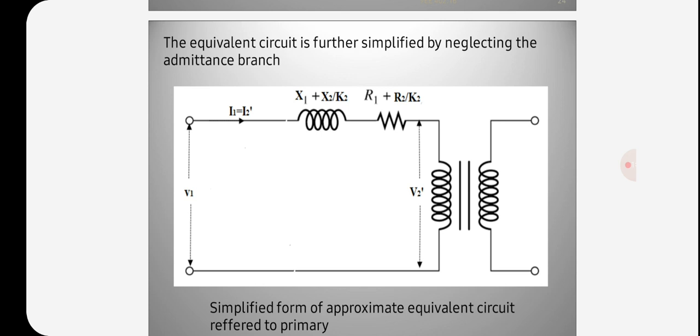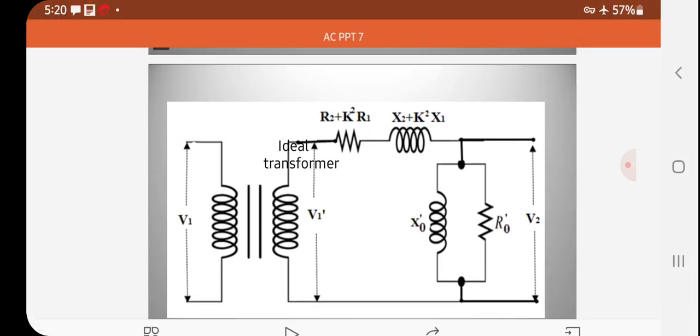So we get R2 dash is equal to R2 by k square, X2 dash is equal to X2 by k square, and Z2 dash is equal to Z2 by k square. Also V2 dash is equal to V2 by k, and I2 dash is equal to k into I2. R01 is equal to R1 plus R2 dash, X01 is equal to X1 plus X2 dash, and Z01 is equal to R01 plus j X01.